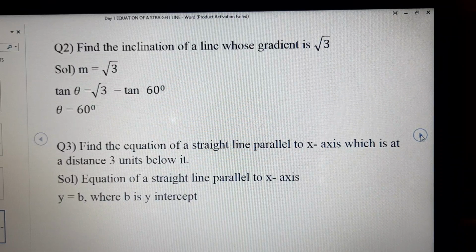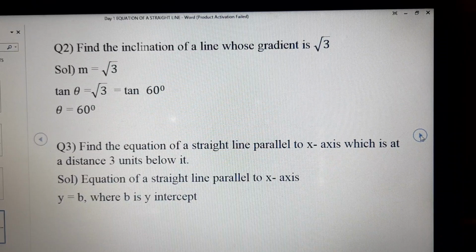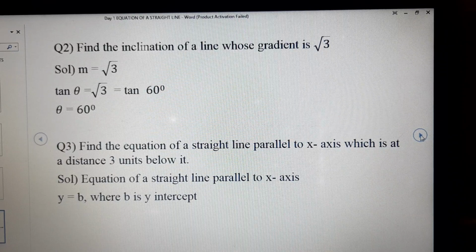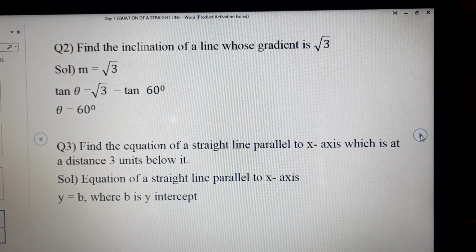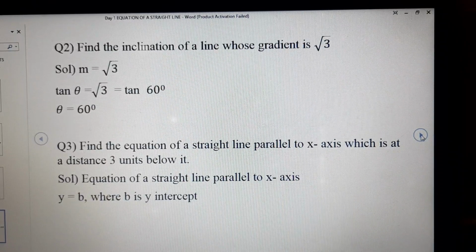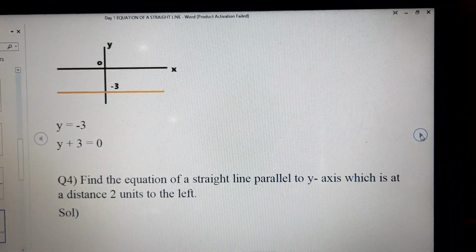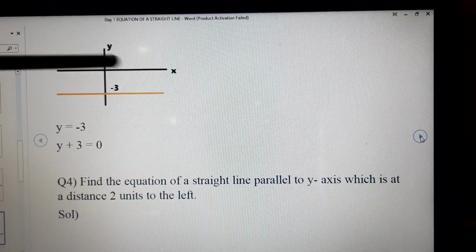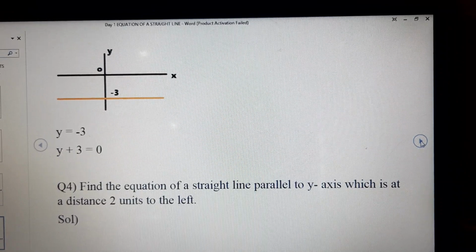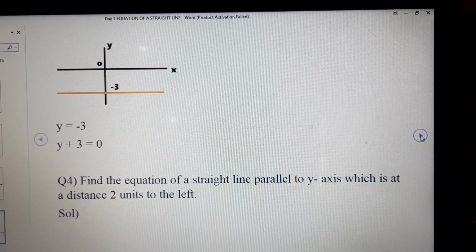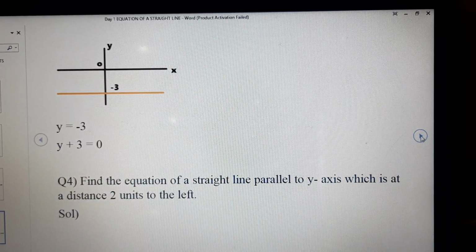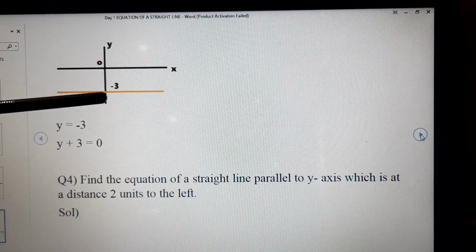Now moving on to question number 3. Find the equation of a straight line which is parallel to x-axis, and is at a distance of 3 units below it. For a line parallel to x-axis, the standard form of the equation is y is equal to b. Below it means the diagram will be something like this. This is the x-axis, this is the y-axis, and this yellow line represents the position of the line segment. This yellow line is parallel to x-axis and it is intersecting 3 units below the origin.